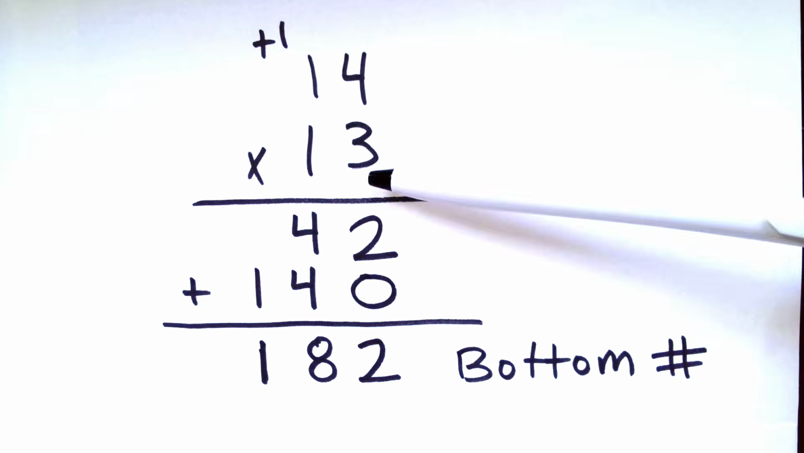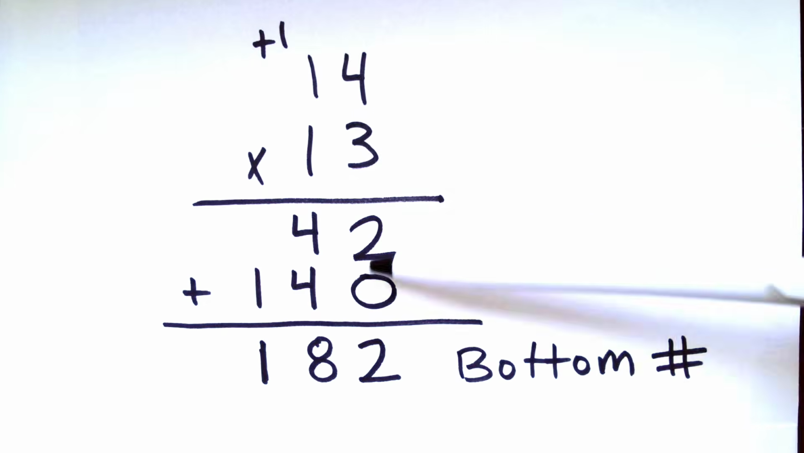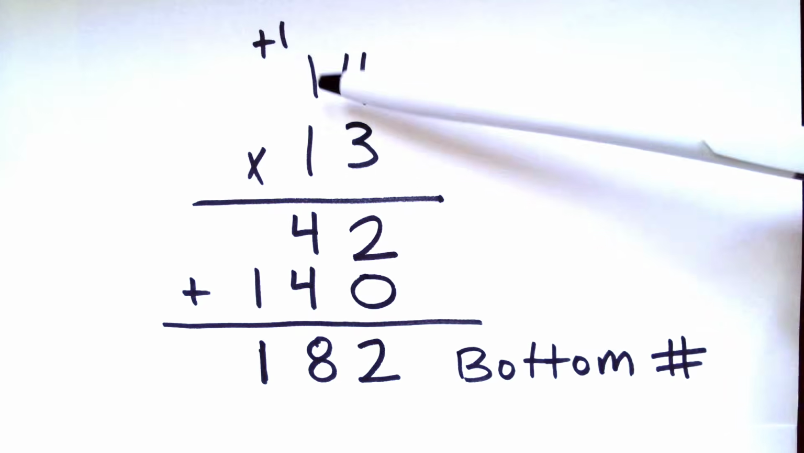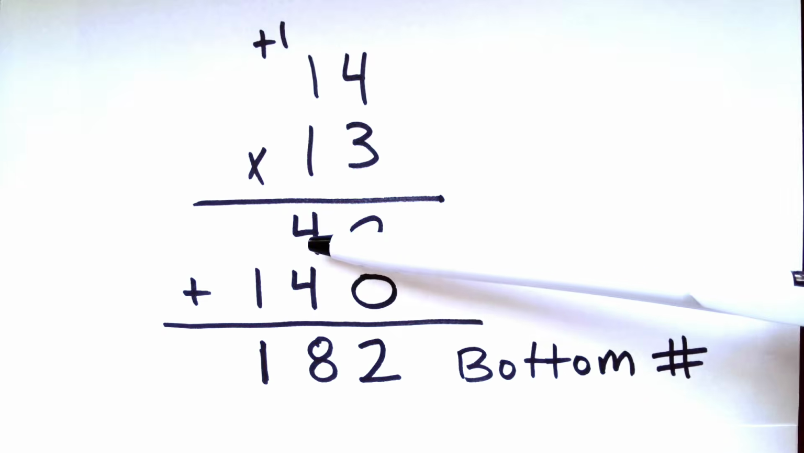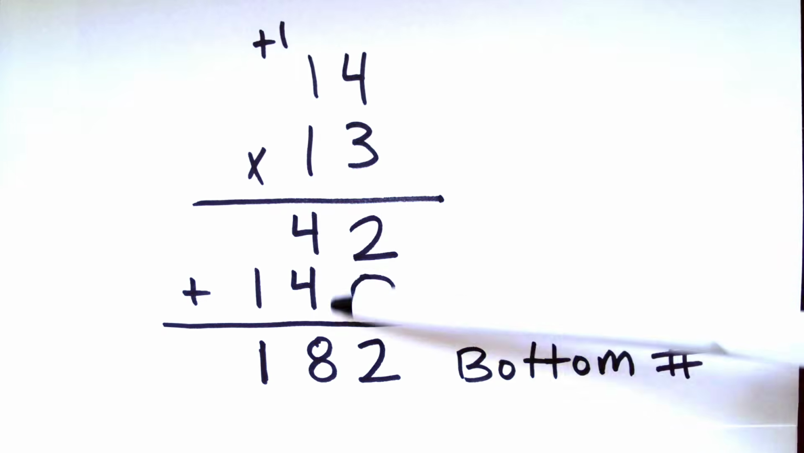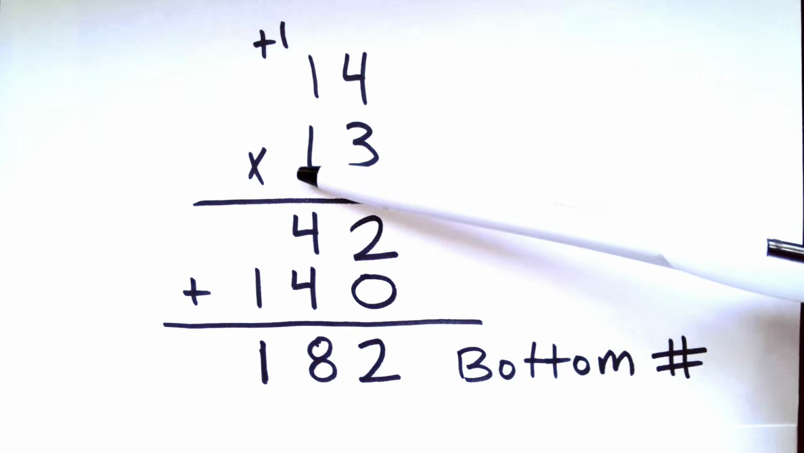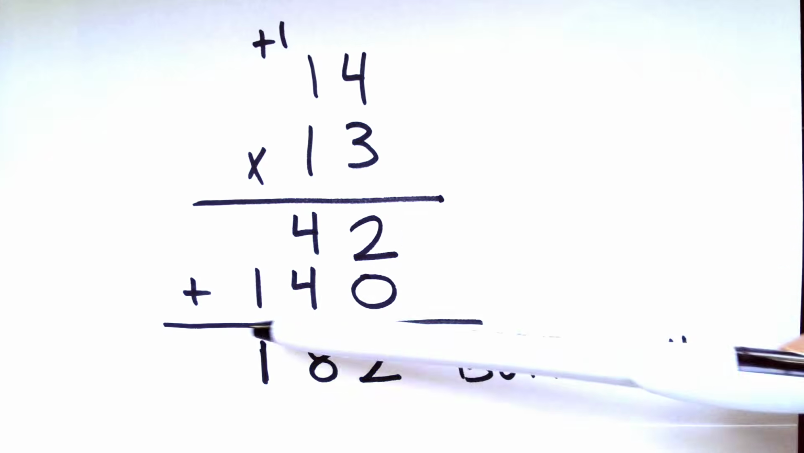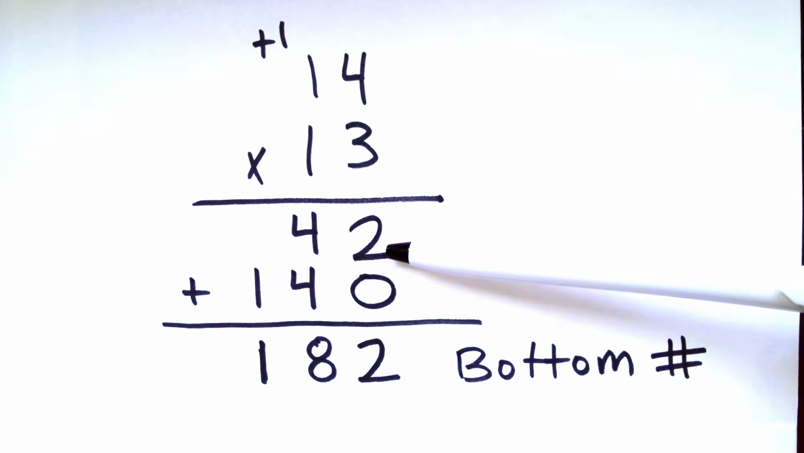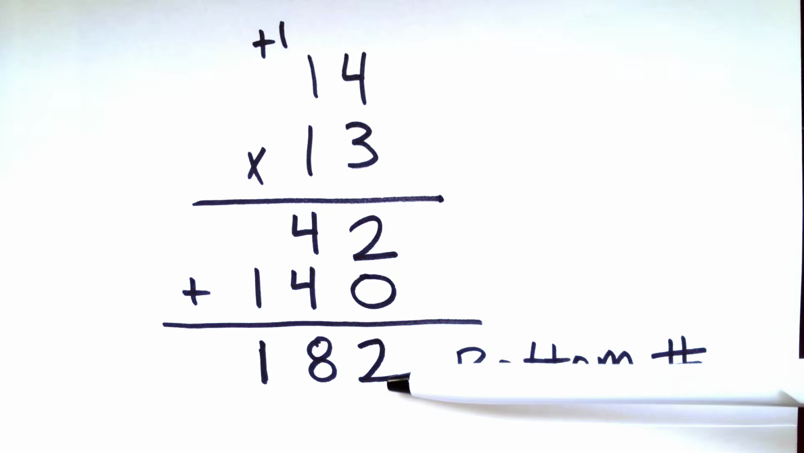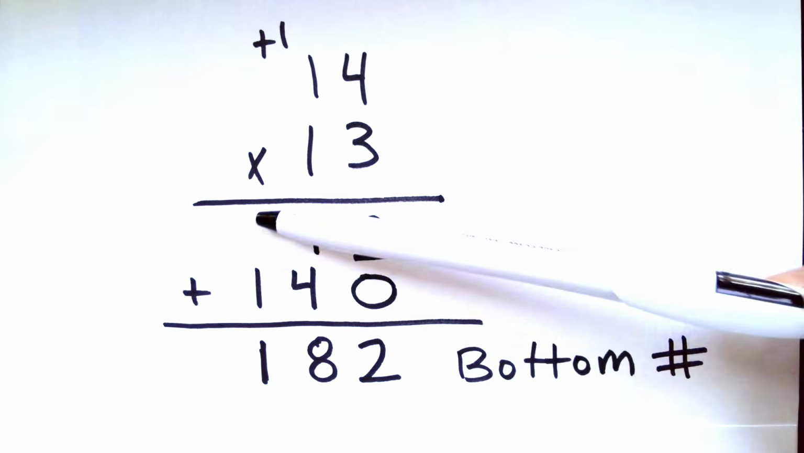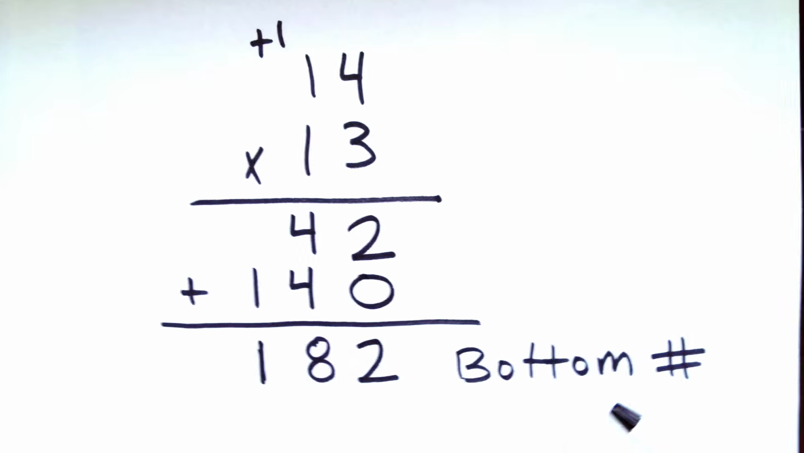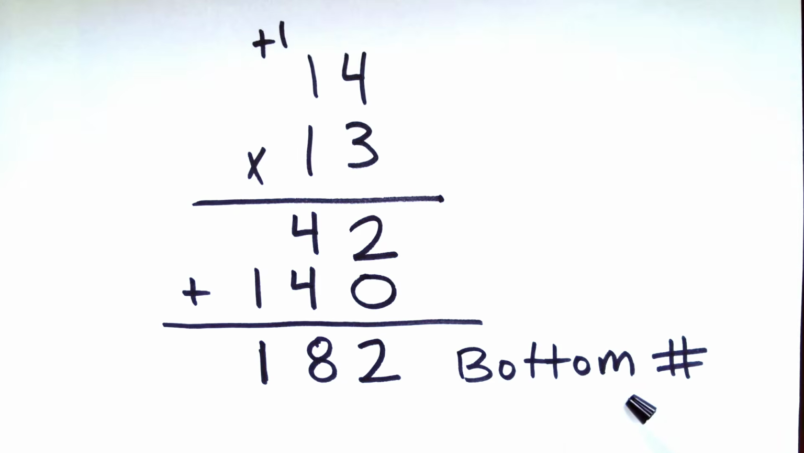So I'm going to multiply 3 times 4, which is 12. I put my 2 here. I carry the 1. I'm going to add it to the product of 3 times 1. 3 times 1 is 3, plus 1 is 4. Before I can start multiplying with the 1, I have to put a placeholder right here. Now I can multiply 1 times 4 is 4, 1 times 1 is 1. Now I have these two values. I'm going to add them together to find the sum. 2 plus 0 is 2. 4 plus 4 is 8. 1 plus 0 as a placeholder is 1. So my bottom number, or the denominator of my fraction, is now 182.